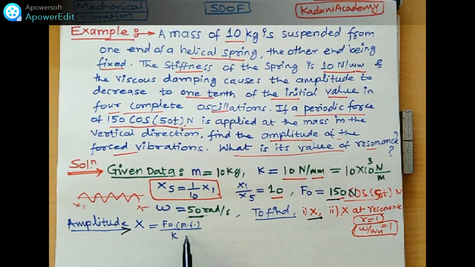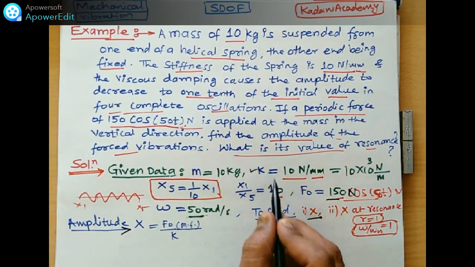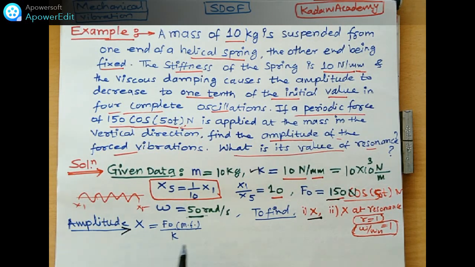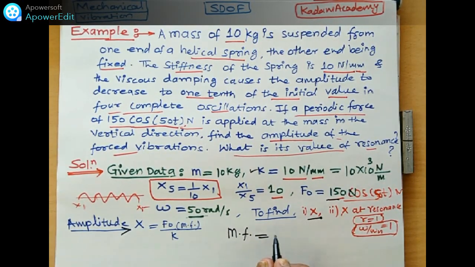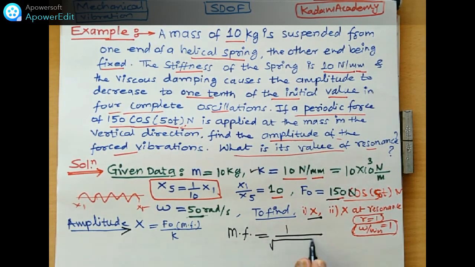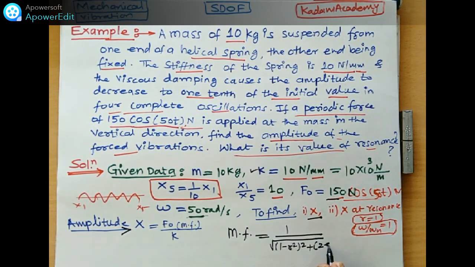What is the MF? F0 we can take the value. We know the K. F0 we know, but MF we don't know. So we have to find out the MF. How to find out the MF? We know that MF is nothing but the magnification factor. We can find it by using this formula: 1 upon under root of (1 minus r square) whole square plus (twice zeta r) whole square.